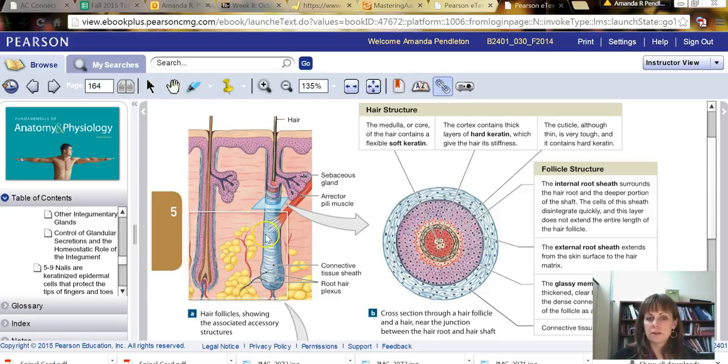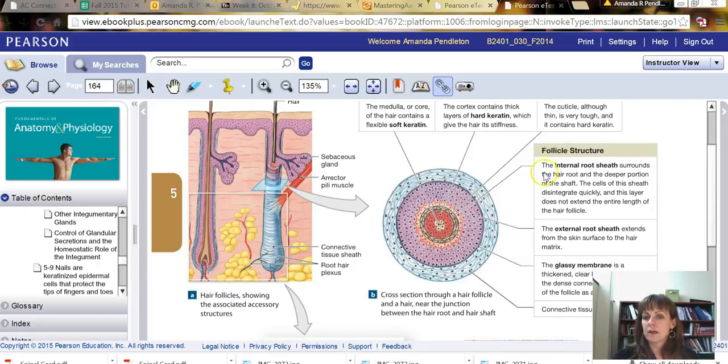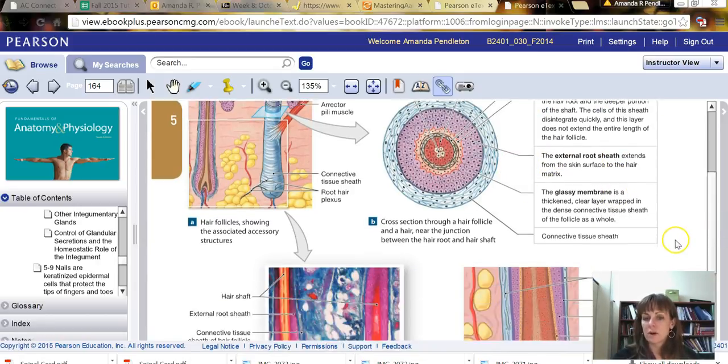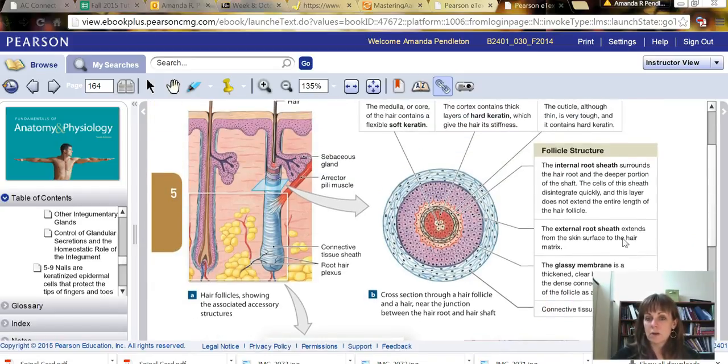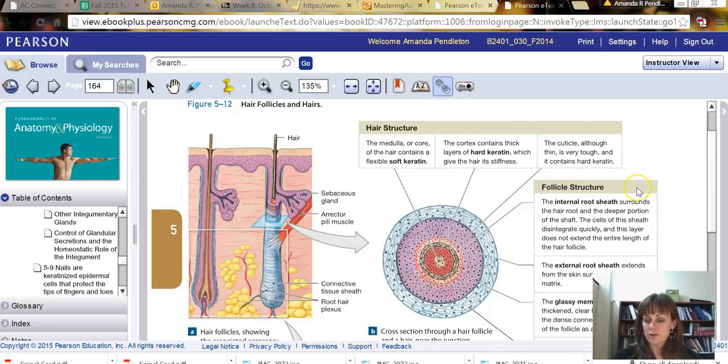All of this epithelial tissue surrounding it, we have an internal root sheath, an external root sheath, glassy membrane, and then a connective tissue sheath. So this is just part of the follicle structure that helps encase that hair on its way through the dermis and epidermis. Okay.